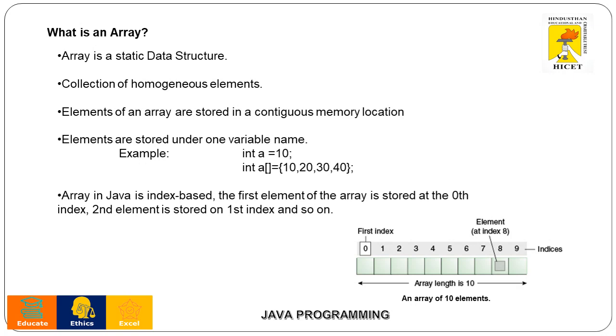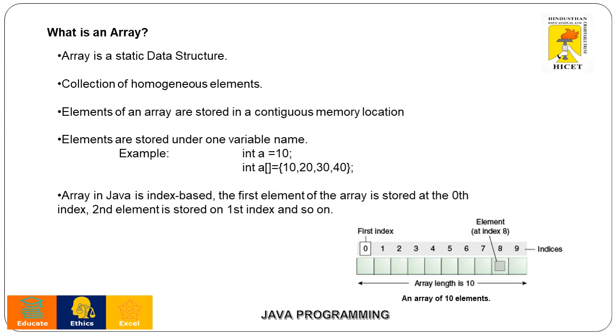Basically, the array elements are index based. The first element is stored at the 0th index and the second element is stored at the first index, and so on. And this is the diagrammatic representation of an array with 10 elements. The first index starts at 0 and the last element is stored in the 9th index. If we want to access the data, we have to use the index. With the index value, we can directly access the array elements.